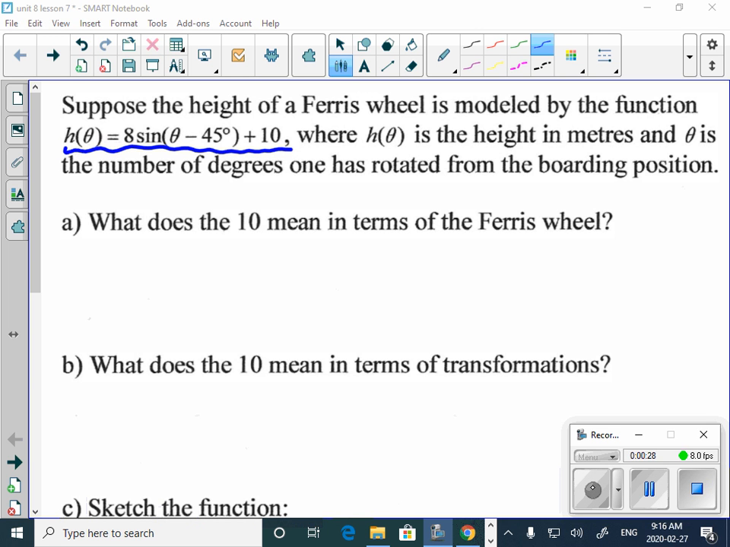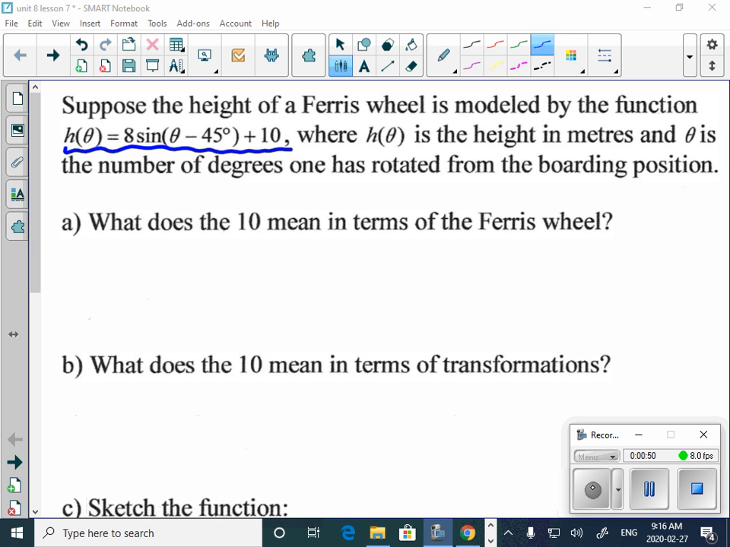A Ferris wheel's height is definitely modeled by a periodic function. We go from low to high to low to high over and over again. And we also hope that it's smooth like a sinusoidal function. So this is a very good model for the height. First question is, what does the 10 mean in terms of the Ferris wheel?